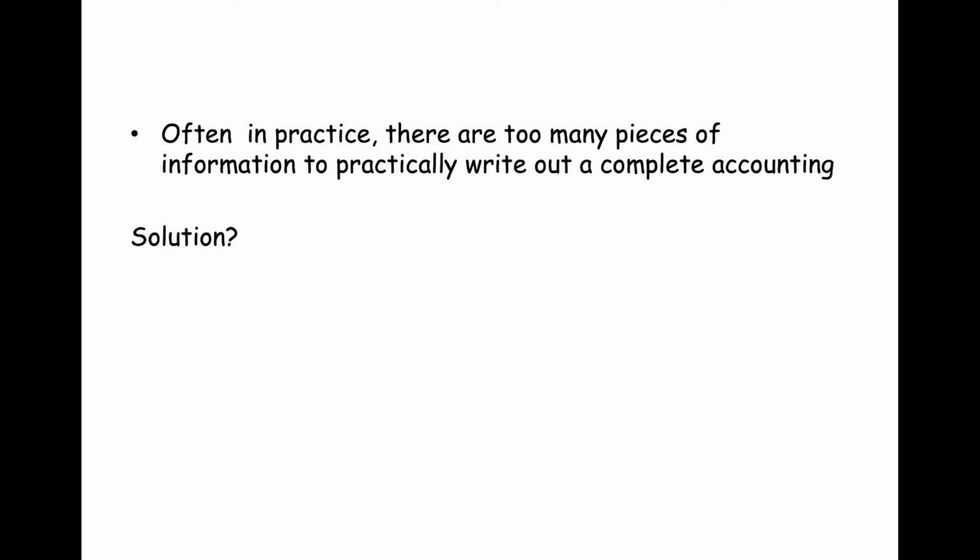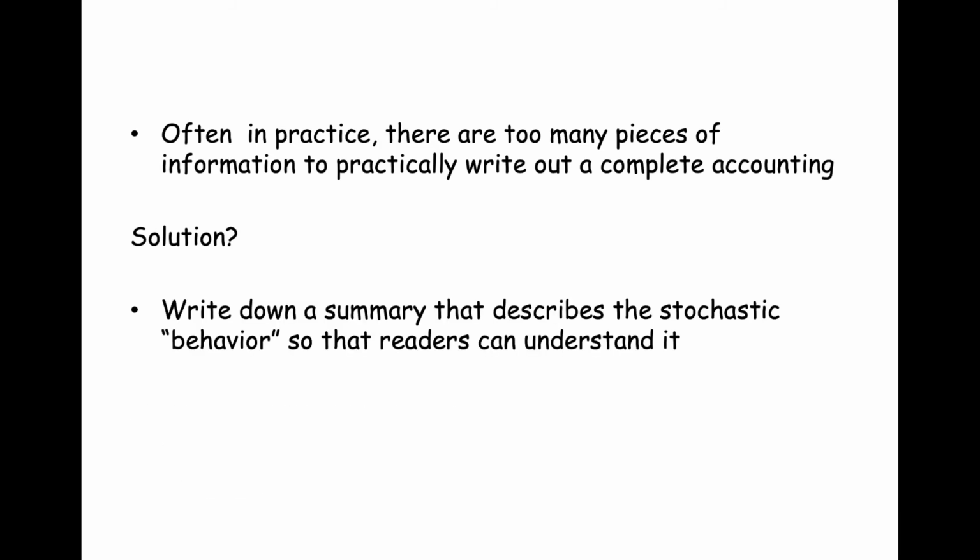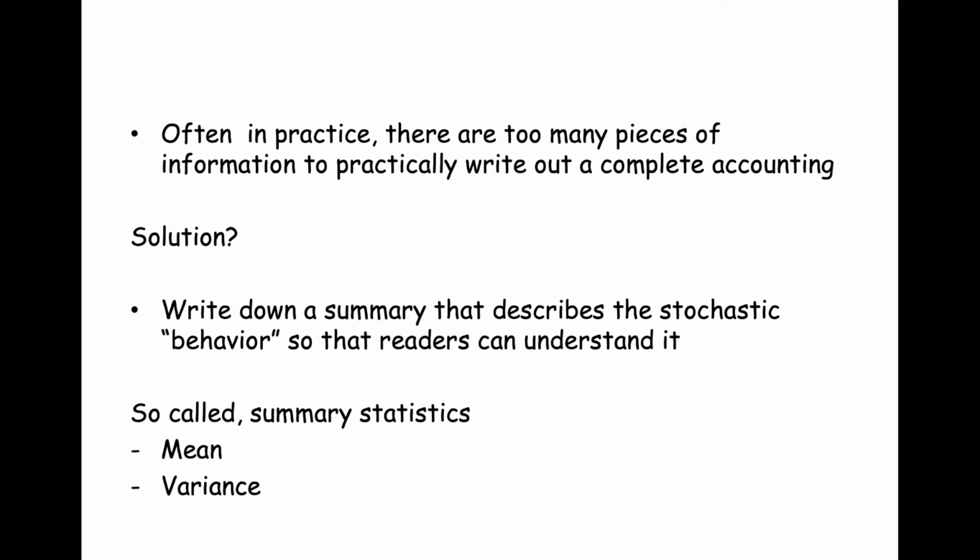Now that table would be absolutely enormous, and it would be too much for us to write out the entire table of all the joint probabilities. It would just be too big. So often in practice, there are too many pieces of information for it to be practical to write out a complete accounting of the joint probability. So what's our solution then? Well, write down a summary instead of the whole table, and the summary will then describe the stochastic behavior so that anyone who's reading a description of your system will be able to understand it.